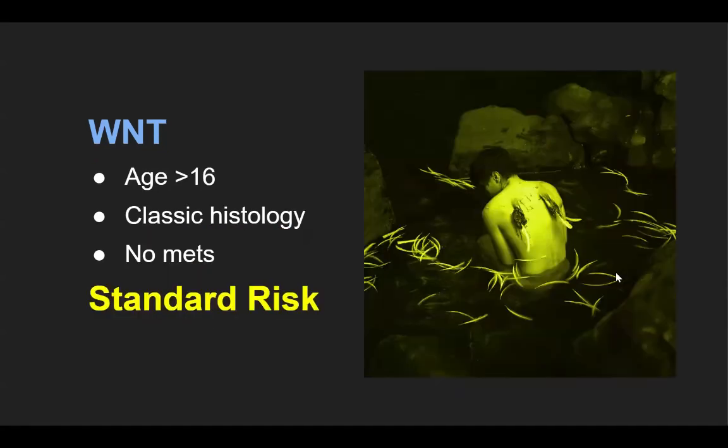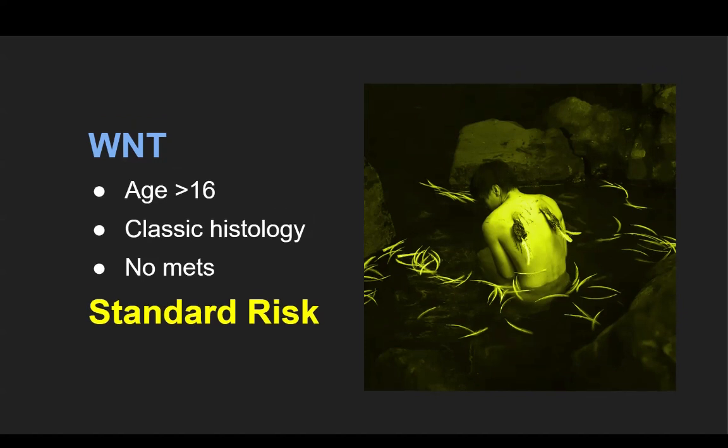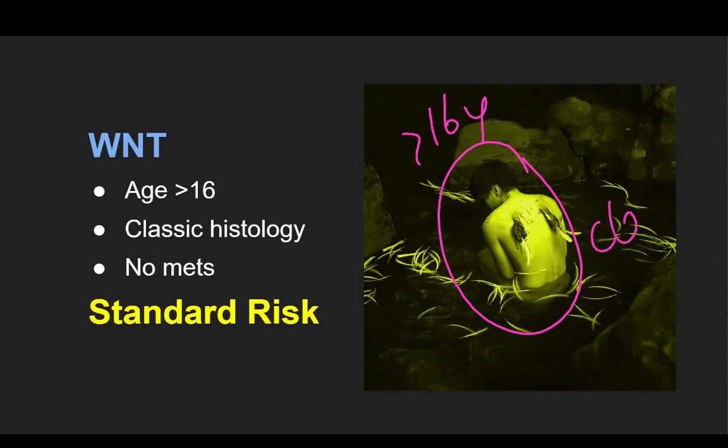These are more than 16. WNT, more than 16. Classic histology, no mets. These are standard risk. How do you remember this? This is a guy who is, we are assuming that he's a guy more than 16 years of age. You see that his wings have been cut off very brutally. There are no mets. He is a classic. And this one is a standard risk. How do we know? Because it's coded yellow.